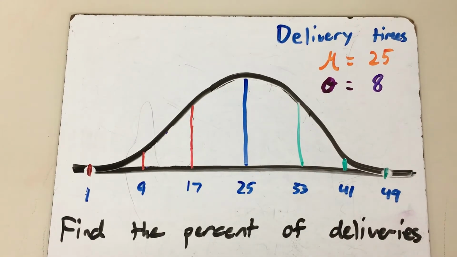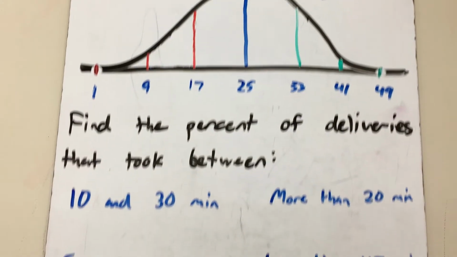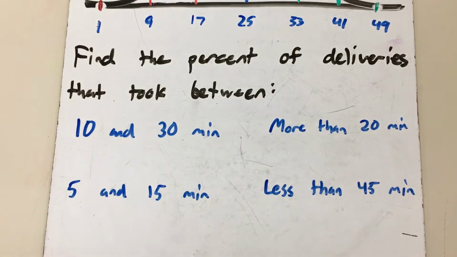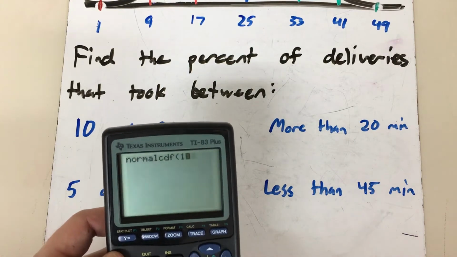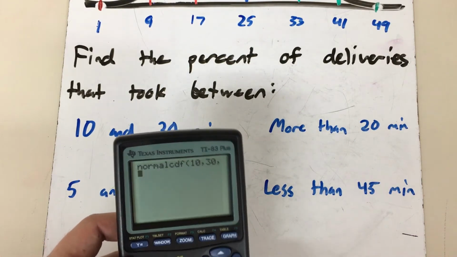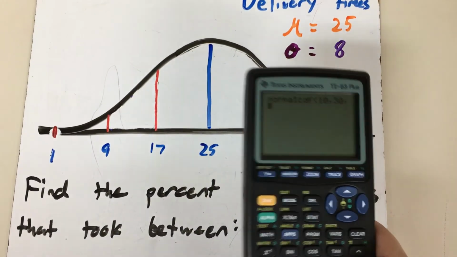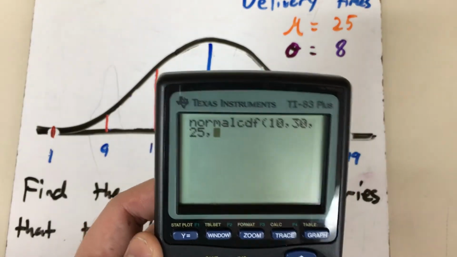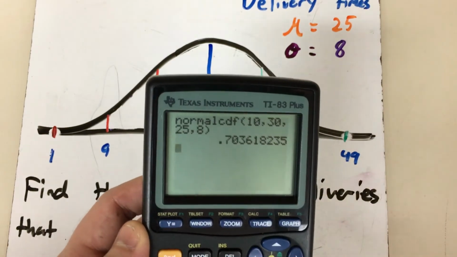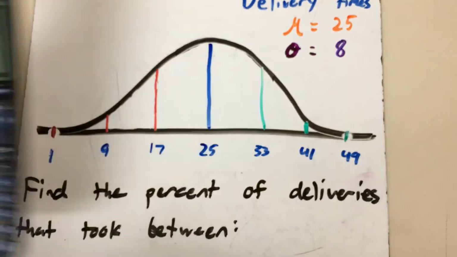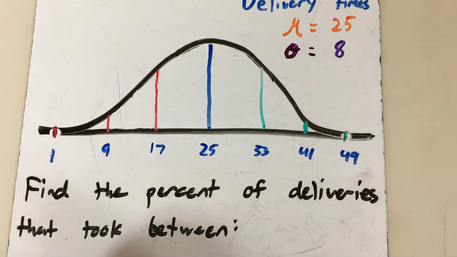Now, again, I have pizza deliveries. We'll do a few examples with these. For instance, finding the percent of deliveries that took between 10 and 30 minutes. Now, at this point, I do need to remember that my mean and standard deviation have changed. So I need to type in 25 and 8. Make sure I have commas on everything. And it gives me about 70.4% or 0.704.